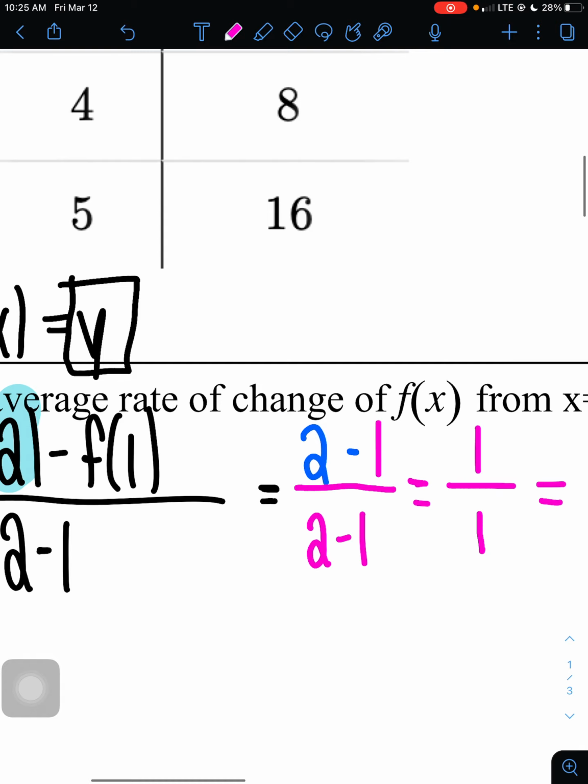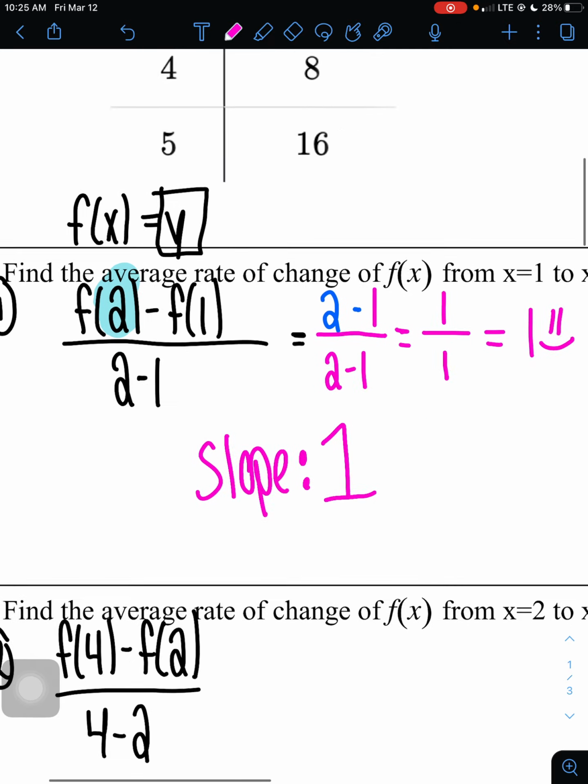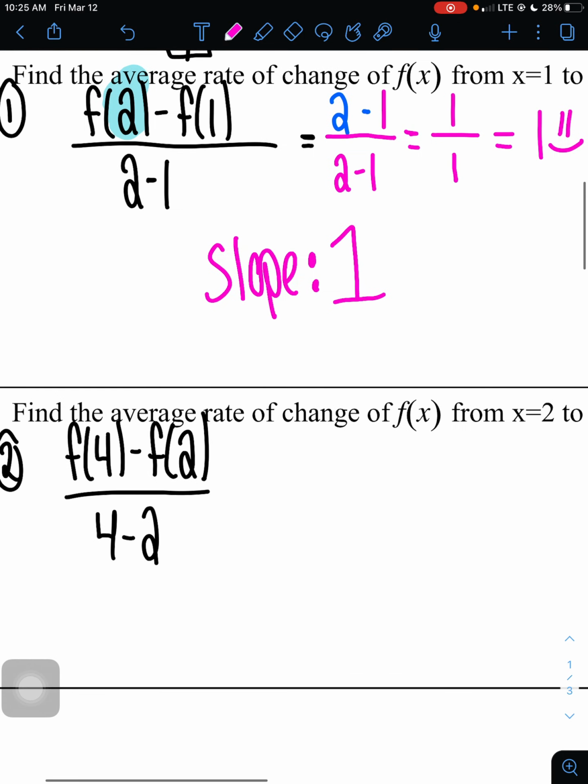So that's telling us the average rate of change from x equals 1 to x equals 2. The slope there is 1. Let's see what the slope is from x equals 2 to x equals 4. So what do we need to do first? We need to figure out what is f of 4.